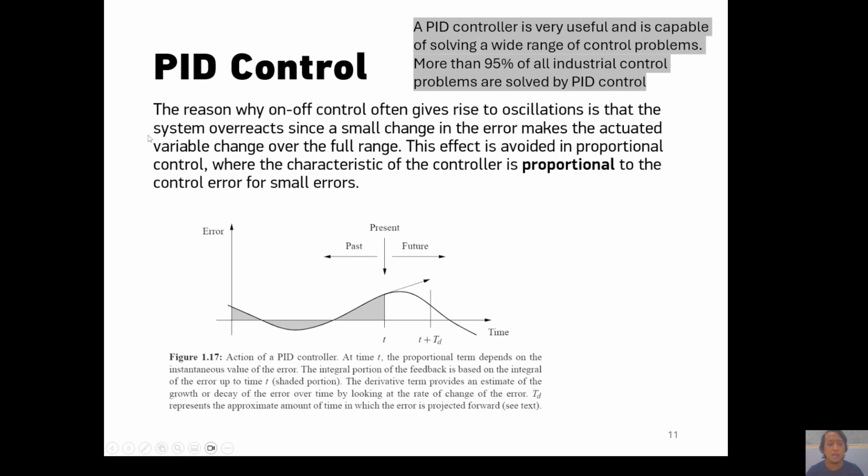The reason why on-off control often gives rise to oscillation is that the system overreacts, since a small change in the error makes the actuated variable change over the full range. This effect is avoided in proportional control, where the characteristic of the control is proportional to the control error for small errors. A PID controller is very useful and is capable of solving a wide range of control problems. More than 95% of all industrial control problems are solved by PID control.